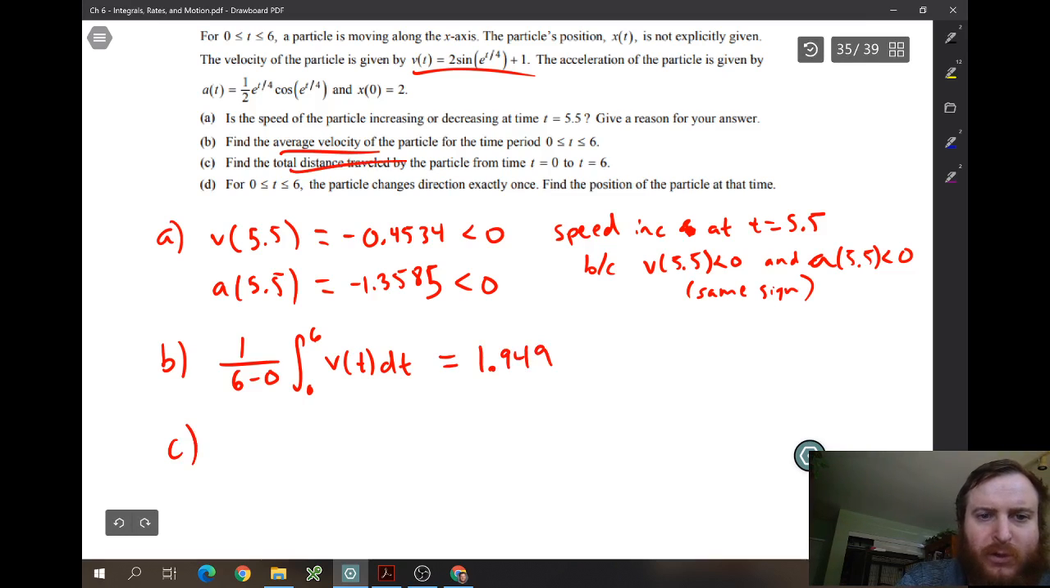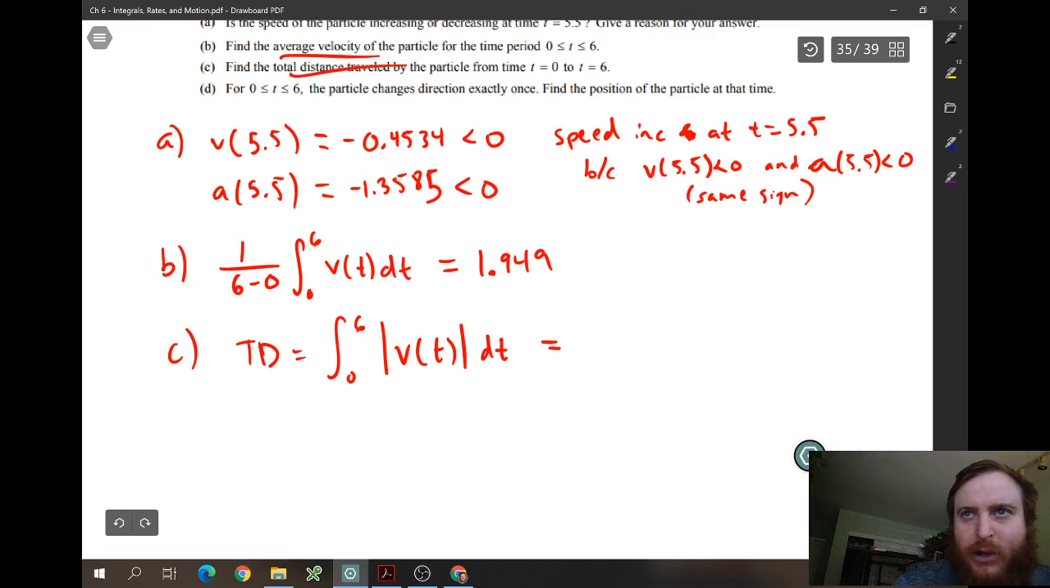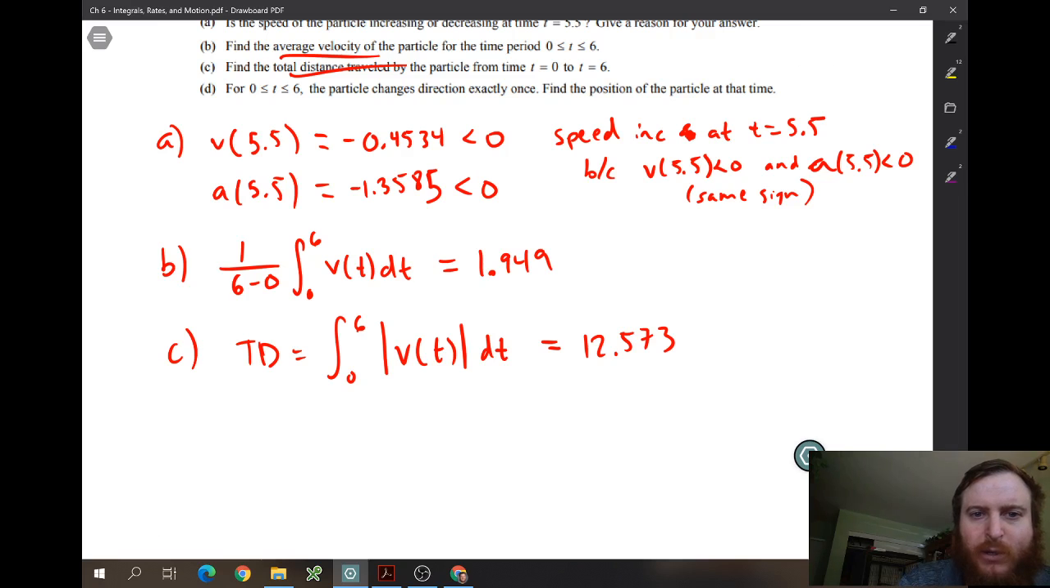Okay, C asks for the total distance. Again, total distance, that formula is the integral from 0 to 6 of the absolute value of v of t dt. Again, we've done this so many times on our calculator. You just plug that in. You should get 12.573.